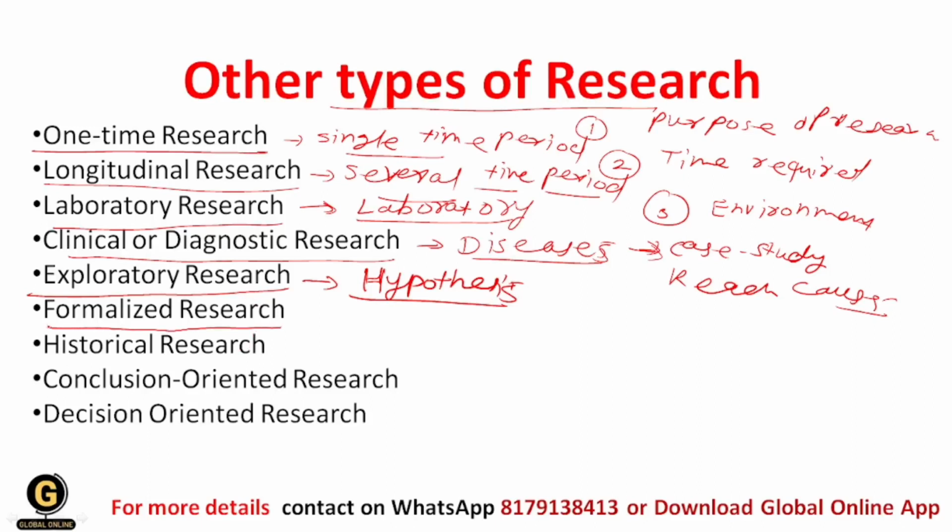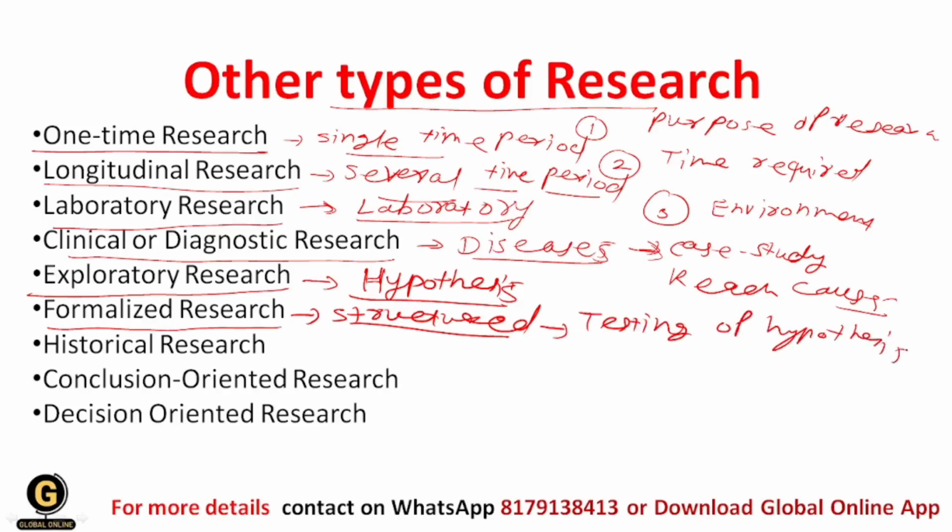Next is formalized research. As the name suggests, formalized means structured, and structured means what? It is systematic and goes through multiple steps. In this type of research we do the testing of hypothesis. So in exploratory research we do the hypothesis development, and in formalized research we do the testing of hypothesis.